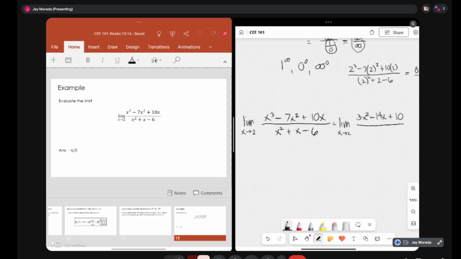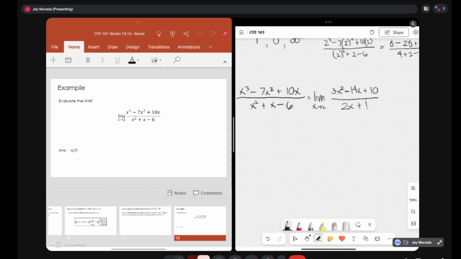Then we differentiate the denominator separately. It is 2x plus 1. Now, as you can see, if you substitute 2 into the denominator, that will yield 2 times 2 plus 1, that is 5. That is not indeterminate form. Therefore, we can now evaluate the limit.